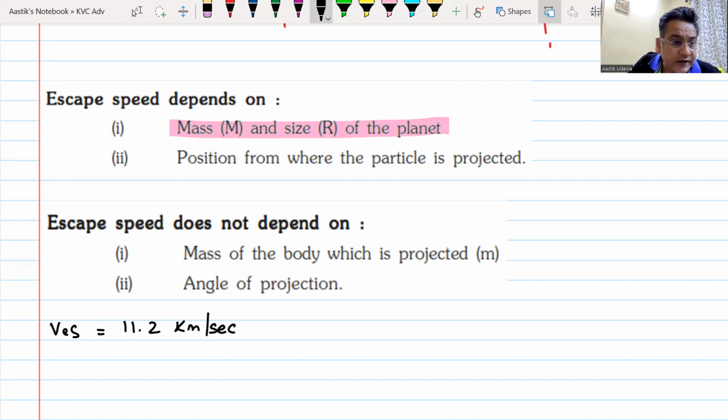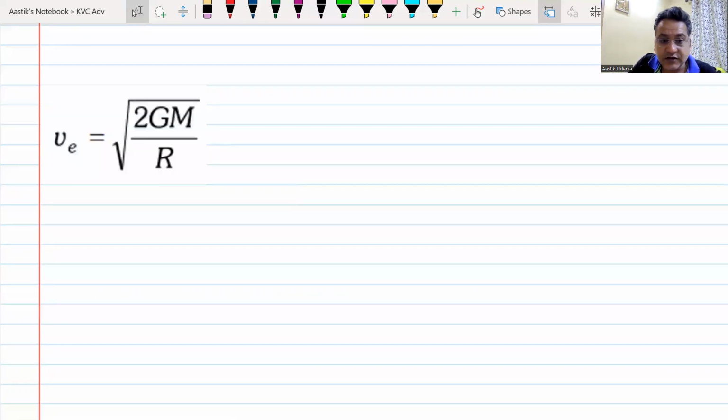You can remember the formulae for escape velocity in different ways, because there are a lot of times where questions have come on how escape velocity depends on different quantities. The first formula we have already seen: root over 2GM by r. We remember this. It is directly proportional to the square root of the mass and inversely proportional to the square root of the radius of the planet. Yes or no?